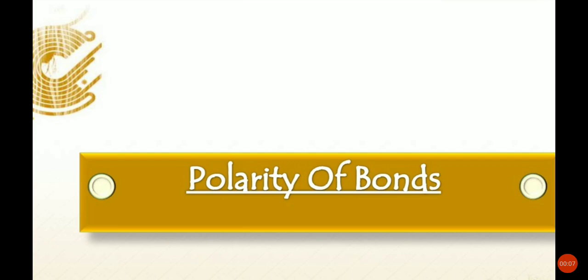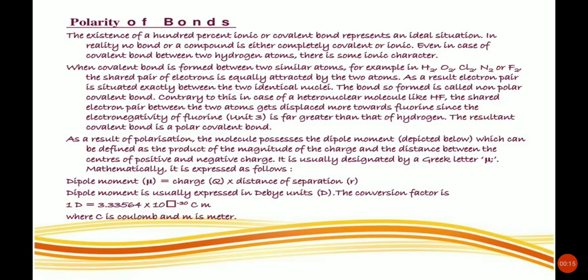Today we discuss the topic polarity of bonds. So here we discuss the polarity of bonds, how the bonds are getting polarized. The existence of a 100% ionic or covalent bond is an ideal situation. In reality, no bond is either completely covalent or ionic.